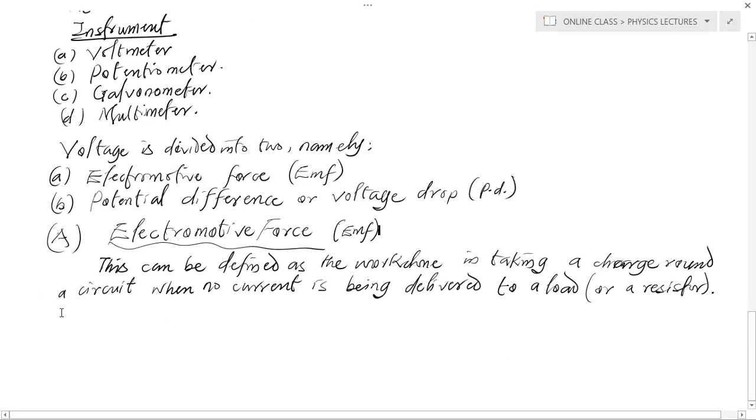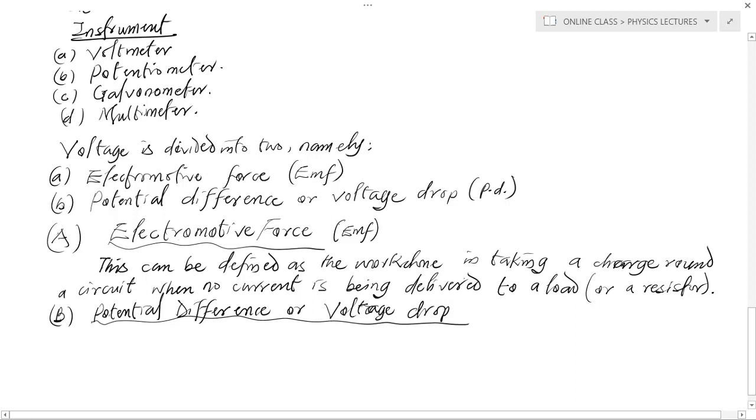Second one, that's B, which is voltage drop or potential difference. This one here is called PD, potential difference.